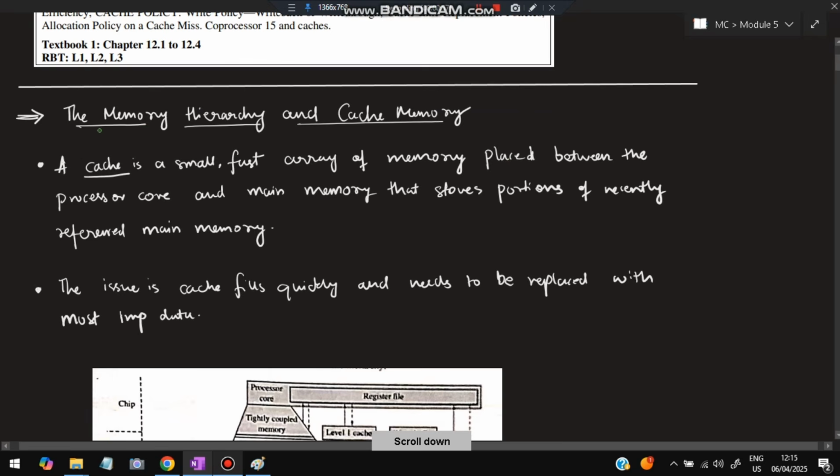So the first topic is memory hierarchy and cache memory. Okay, so what is a cache? Definition of a cache: a cache is a small, fast array of memory placed between the processor core and the main memory. Okay, the processor core is your phone and the main memory is the main memory. In between that, the cache is placed. Okay, and it stores portions of recently referenced main memory. Whatever data was recently referred to in the main memory will be stored in the cache.